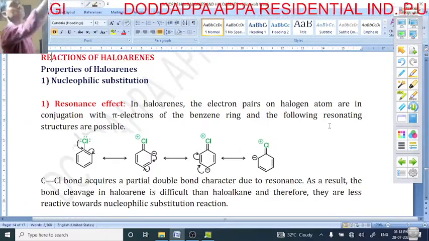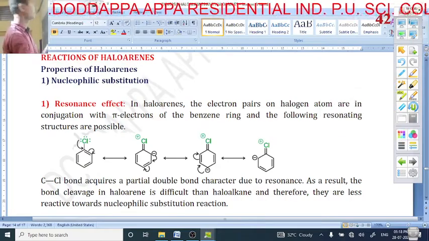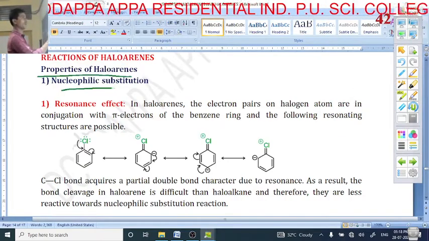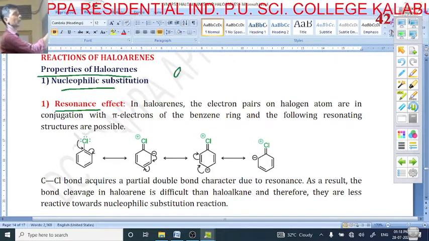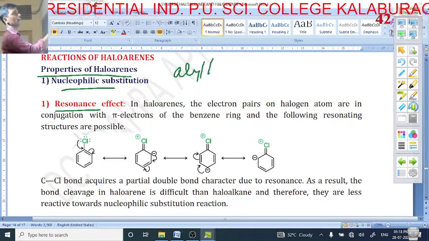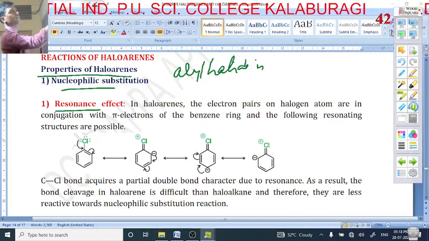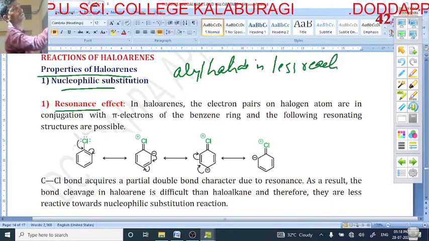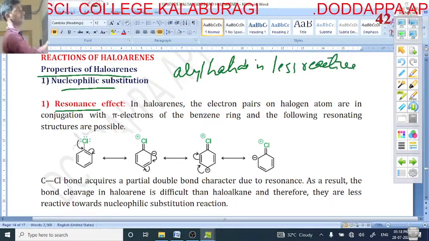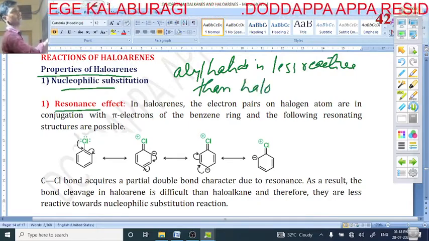This is very important. These are the properties of haloarenes, nuclear. Next is the resonance effect. Aryl halide is less reactive than haloalkane.